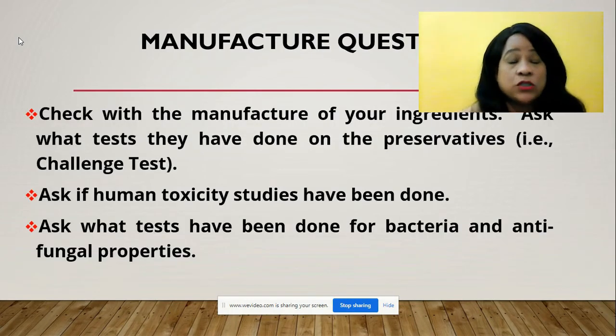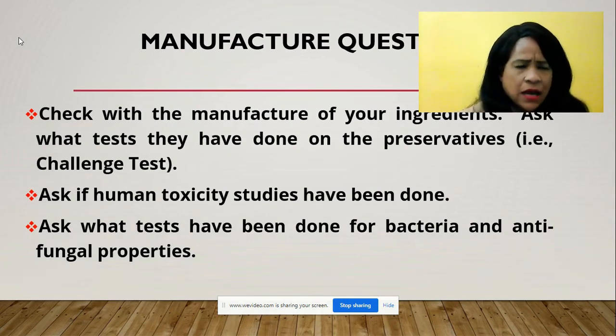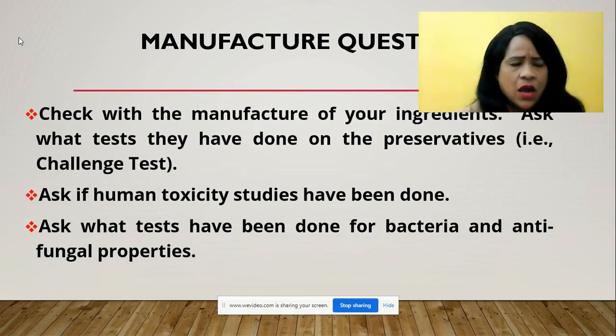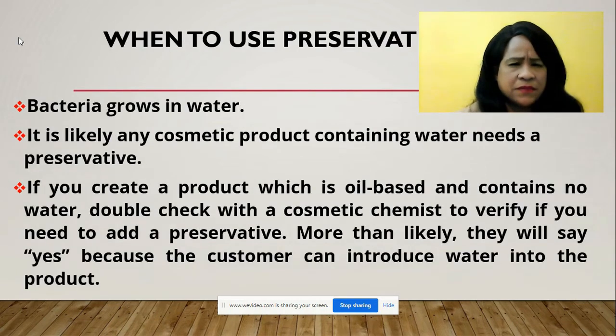Here are some questions that you may want to ask your manufacturer before you purchase ingredients from them. Question number one is to ask them, what tests have they performed on their preservatives? An example would be the challenge test. Also, you can ask them if human toxicity studies have been done. Also, you may want to ask what tests have been done for bacteria and antifungal properties.